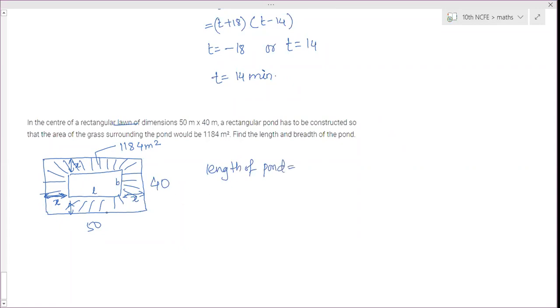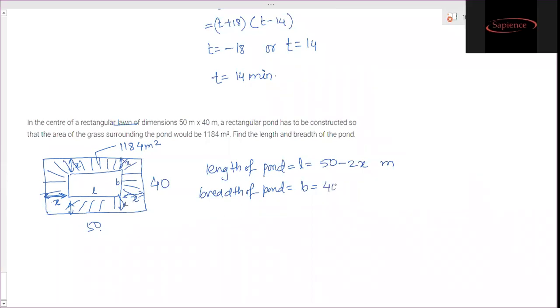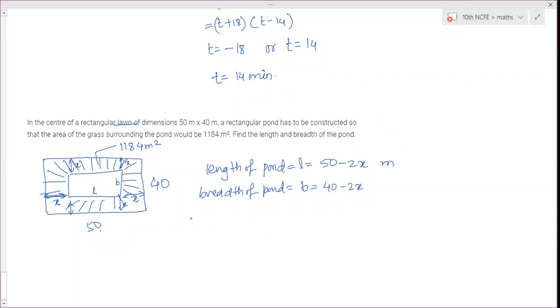This is x, this is x. This full x plus length plus x is equal to 50. That means what is length? Length is equal to 50 minus 2x meters. And breadth of the pond? That is equal to, this full thing is 40 and this width is also same. That is x. That means 40 minus 2x.